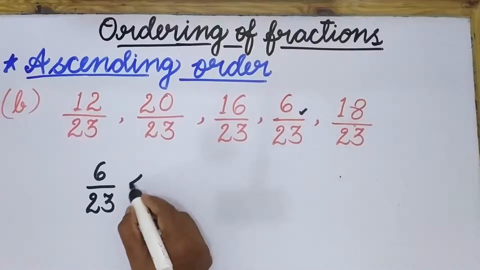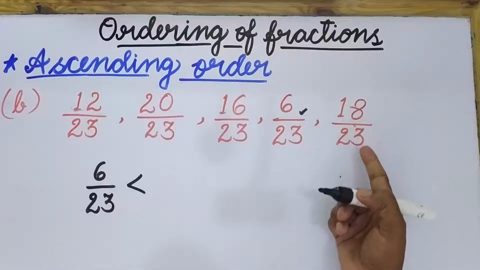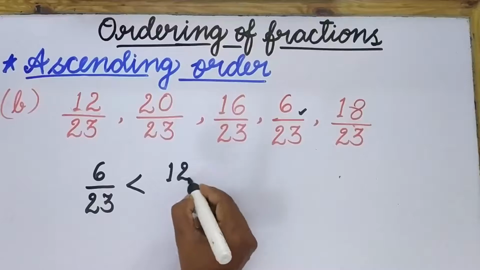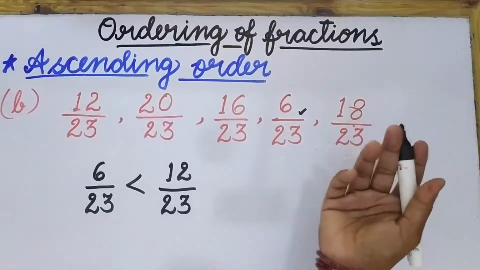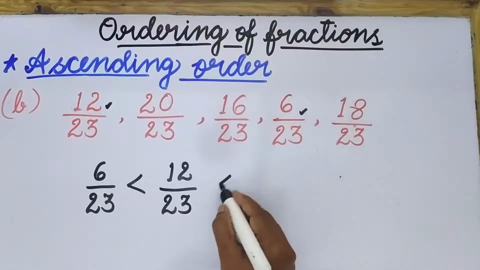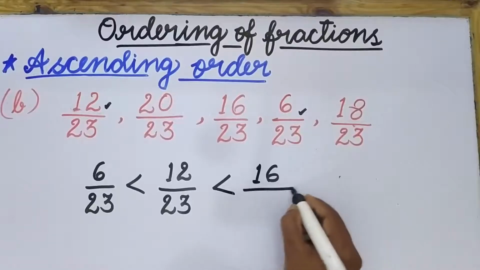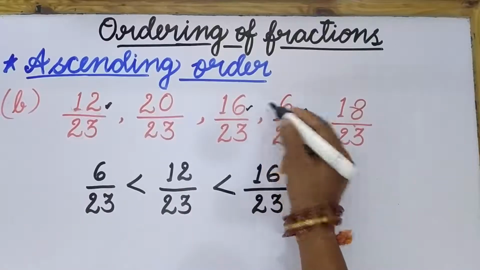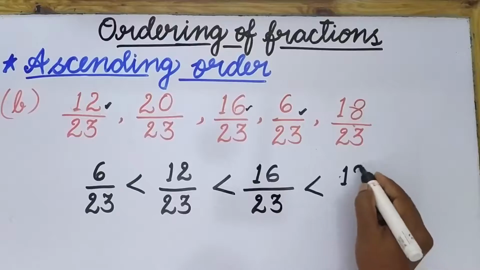So 6 by 23 is the smallest. Then which is the next one? Check. Is it 18 by 23? No, it is 12 by 23. Then after 12 by 23, we have 16 by 23. Then can you tell? Yes, after 16 by 23, we have 18 by 23.